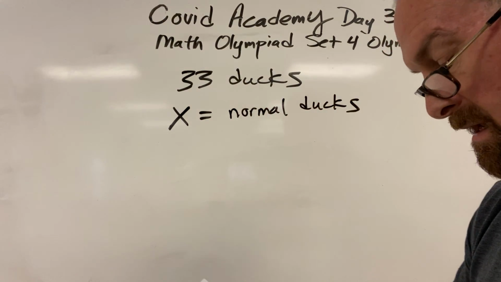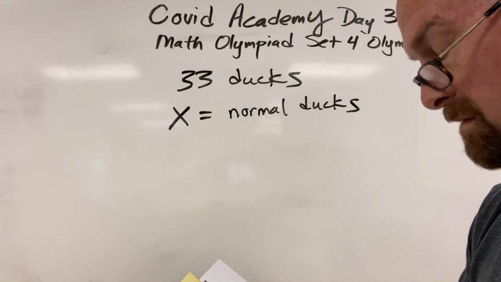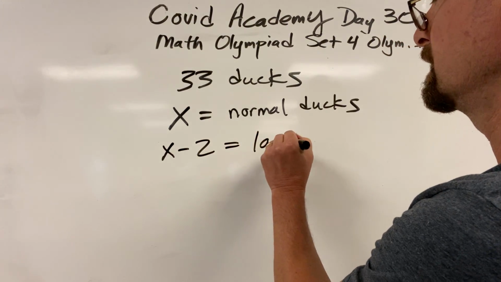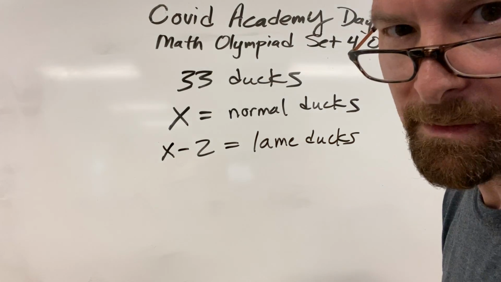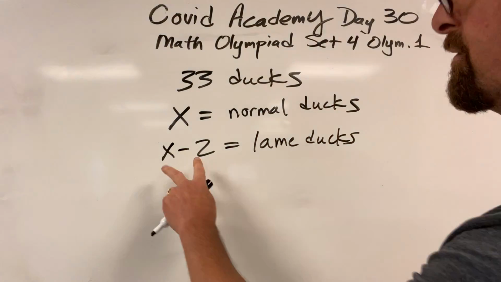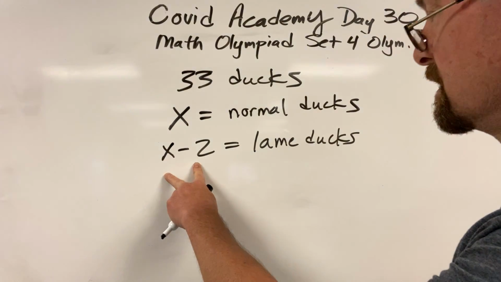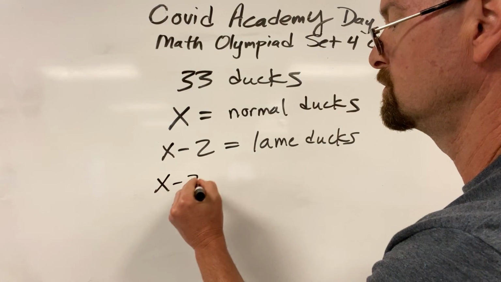Okay, so if he has 2 more normal than lame ducks, that means if I do the normal ducks minus 2, I get the number of lame ducks. Just work with me here, okay? Just calm yourself. And then if I take this number and take 2 more away from that, that would be the number of sitting ducks. So it would be like x minus 2 minus another 2.